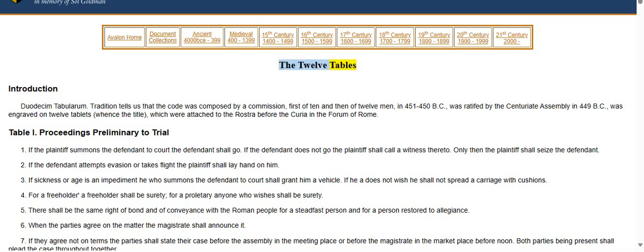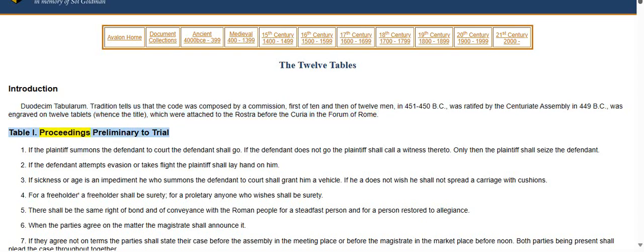The Twelve Tables. Introduction. Duodecim Tabularum. Tradition tells us that the code was composed by a commission, first of 10 and then of 12 men, in 451 to 450 BC, was ratified by the Centuriate Assembly in 449 BC, and was engraved on 12 tablets, whence the title, which were attached to the rostra before the Curia in the Forum of Rome.